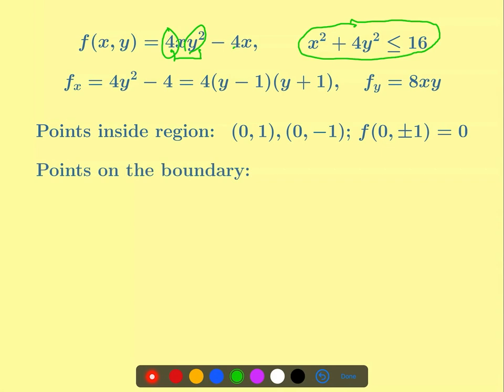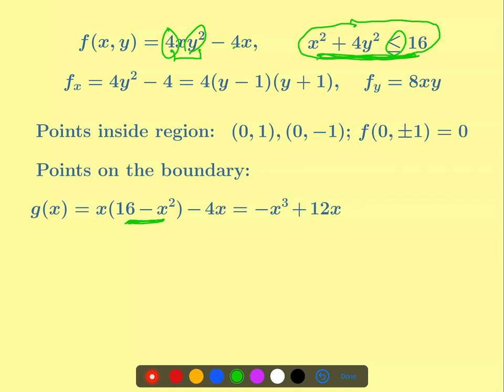So points on the boundary we're going to get by looking at the function g of x, which again is the value of f on the boundary. And again, this 16 minus x squared here is coming from the fact that when I solve for 4y squared up here with an equal sign, this is going to be 16 minus x squared. So the 4y squared I'm replacing with 16 minus x squared. So we have x times 16 minus x squared minus 4x, and I've multiplied that out. You can see the x times the minus x squared is giving me a minus x cubed, and then I have 16x and a minus 4x, which is giving me the 12x.